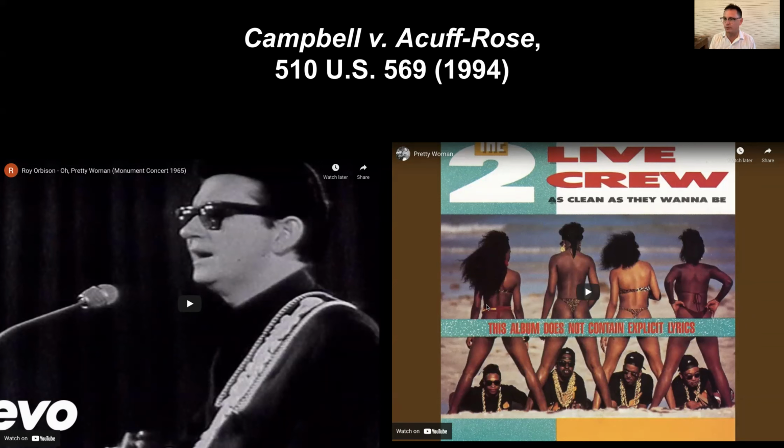And the third factor, the quantity of the work used, is a kind of sliding scale, and it depends on the nature of the use in question. And again, in the context of parody, using a considerable amount is not a problem. And then finally, the court gets to the fourth factor, which historically had been seen as the most important factor in the fair use analysis, right? To what extent is the allegedly infringing work affecting the market for the original?